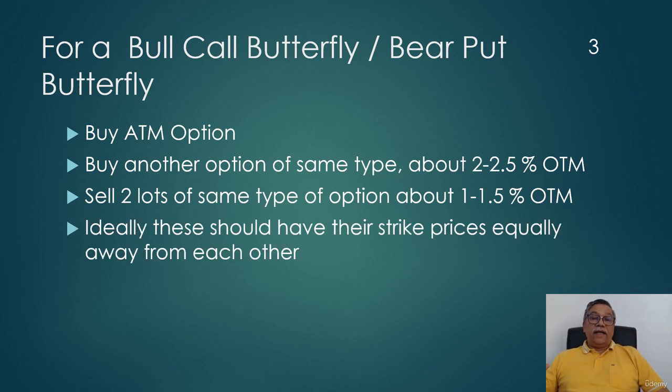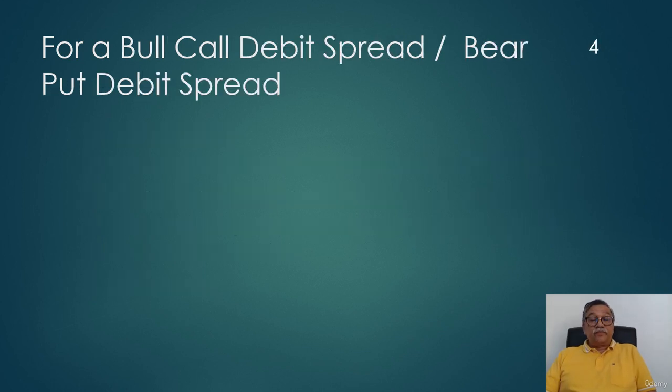Okay, ideally these should have their strike prices equally away from each other, so that hedges your positions perfectly, right? You have to hold it till expiry, because it's on the expiry day you will get maximum profit in this if it expires somewhere near the strike price of sold options. For puts, you have to do the opposite. Buy at the money put, buy another put 2 to 2.5% away, lower strike price, and sell two lots at a middle strike price.